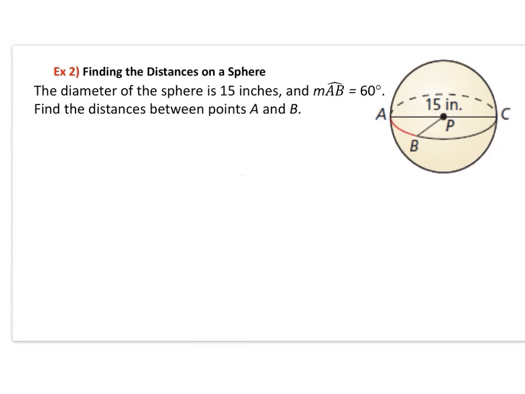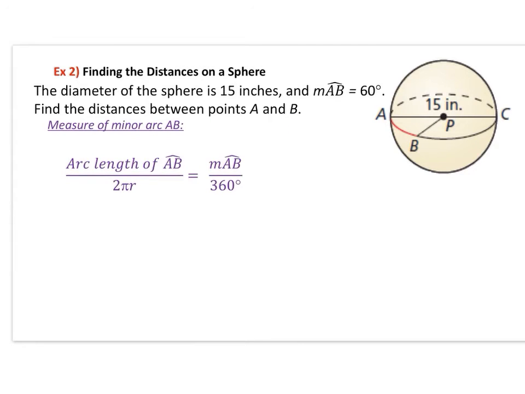Alright, so let's find the distance on the following sphere. The diameter of the sphere is 15 inches, and the measure of arc AB is 60 degrees. Find the distance between points A and B. So remember from Unit 10, to find the arc length, you have to set up a proportion. The arc length of any major or minor arc divided by the circumference of the circle, which is 2 pi r, equals the ratio between the arc's measure and 360 degrees, because that's the total measure all the way around the circle, the great circle.